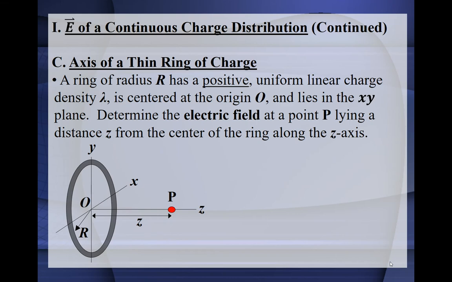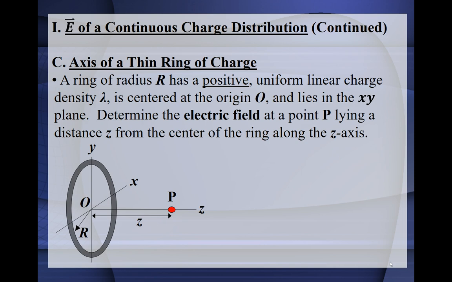In today's lesson, we are once again going to continue to look at the electric field due to objects that have a continuous charge distribution, specifically in scenarios where, again, we just can't really apply Gauss's law. And this time around, we're going to look at a thin ring of charge.